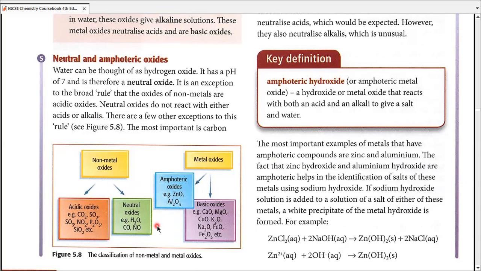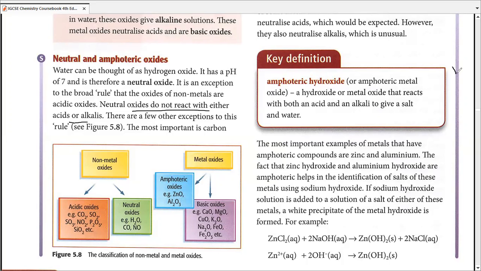Neutral oxides. Neutral oxides do not react either with acids or with alkalis as written over here. That's because they're probably insoluble in water and they do not react with acids or alkalis. So water itself, carbon monoxide and nitrogen oxide are the examples of non-metal oxides. Which brings us to the last type, amphoteric oxides. Zinc oxide and aluminum oxide are the examples of amphoteric oxides.